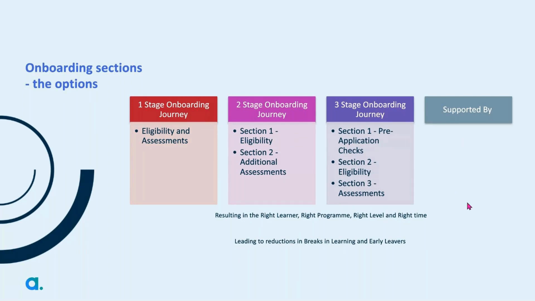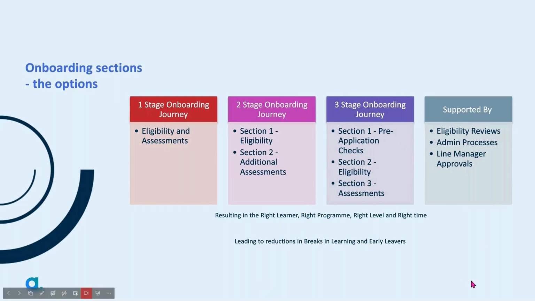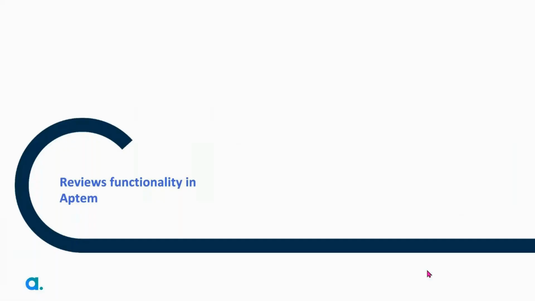One of the things that will elevate this experience, once we've designed what we'd like the onboarding journey to look like, is the support of eligibility reviews in Aptem, supported by strong admin processes and facilitating line manager approvals. And once again, when we take all of this into consideration, it leads to positive results, a reduction in breaking learning and early leavers, because we're making great decisions about our learners progressing into the next stage.